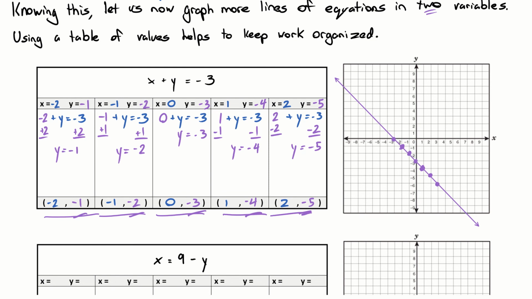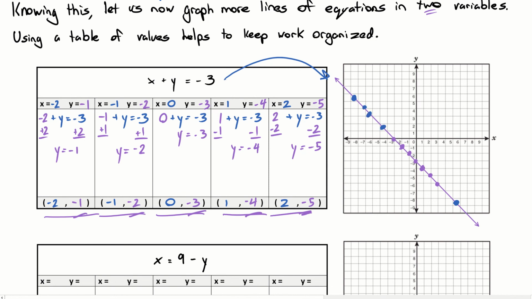There it is. Without even having to list every single solution to x plus y is equal to negative 3, we were able to represent every single solution to x plus y is equal to negative 3. I know without a shadow of a doubt that this point right here, whatever it is, is a solution to x plus y is equal to negative 3. I know that this point right here is a solution too.